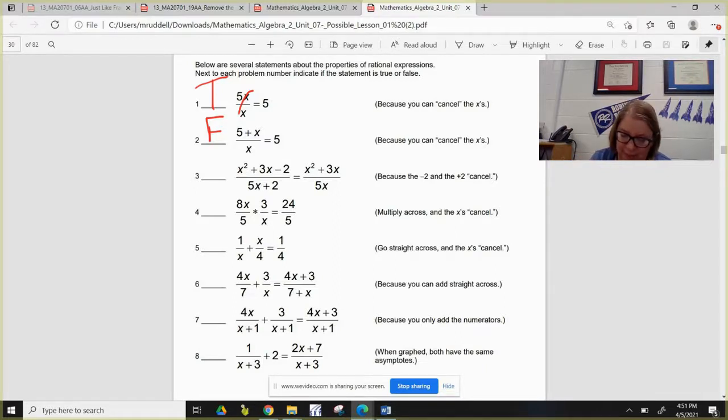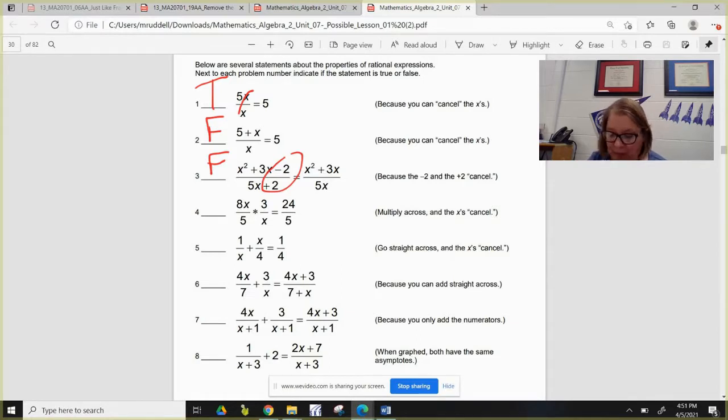This would have to be 5 over x plus x over x, which is 1. But you can't cancel out those because they're added. Okay. Number 3 says this is true because we can cancel the -2 and the +2. You want to think of the addition or subtraction sign as tying those terms together, and you cannot simplify one term that's added or subtracted without simplifying all of the terms. So this is false. You can't cancel those out.